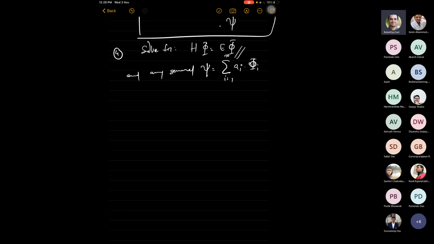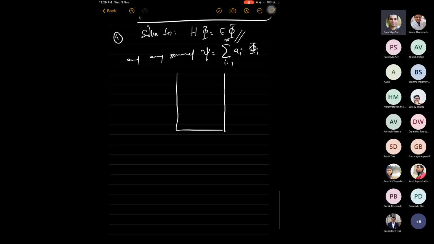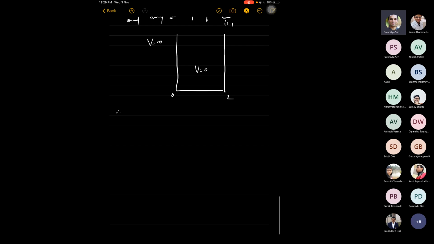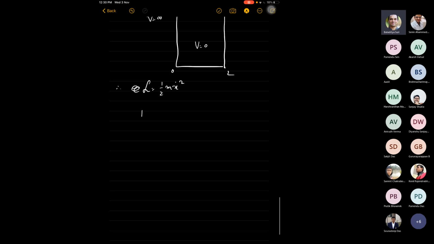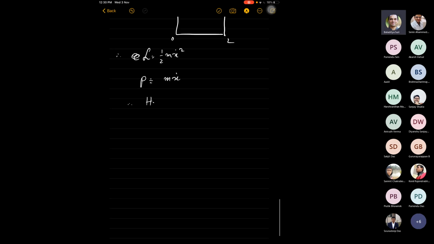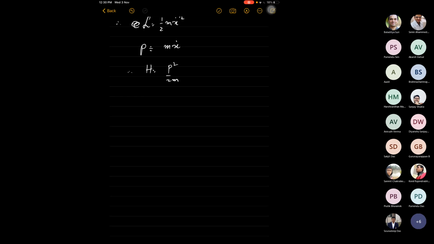So let us now consider the particle in a box. In this problem, v equal to 0 in this space, v equal to infinity in this space, and between 0 and L it is 0. Therefore, classically, half m x dot squared is the Lagrangian. Then the momentum would be m x dot. Therefore, the Hamiltonian will be trivially p squared by 2m.